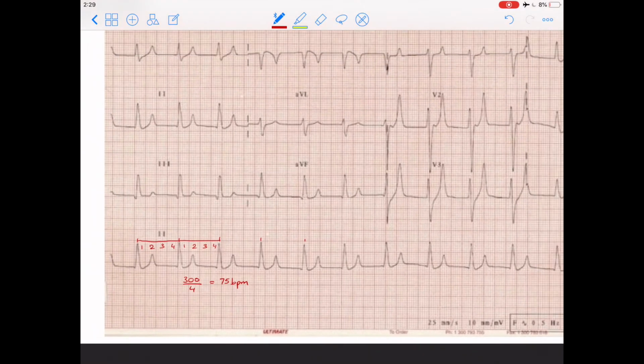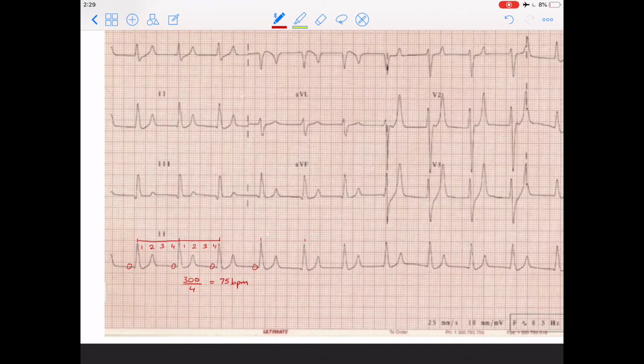The next step here is to look for P waves. We expect to find the P waves normally before the QRS complexes. However, in this case, the P waves seem to be missing. So there are no P waves here, here, here, here, and throughout the rest of the ECG strip. Okay, the next step is to look for the PR interval. Because there are no P waves, we're unable to calculate the PR interval.